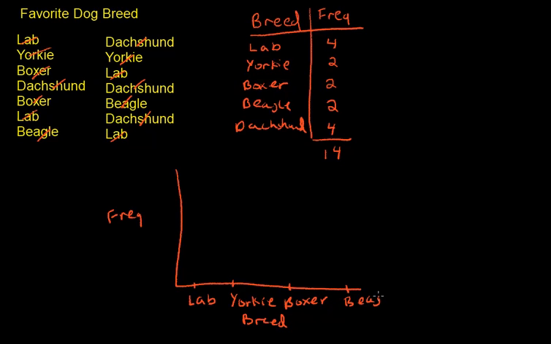Beagle. Sometimes people will order this x-axis in order of the smallest to the largest. So in this case, the Yorkie, Boxer, Beagle are tied for smallest. So you put them up front, and then you put Lab and Dachshund at the end. It doesn't really matter, but some people like to order their x-axis in that way. Okay, so Beagle and then Dachshund.